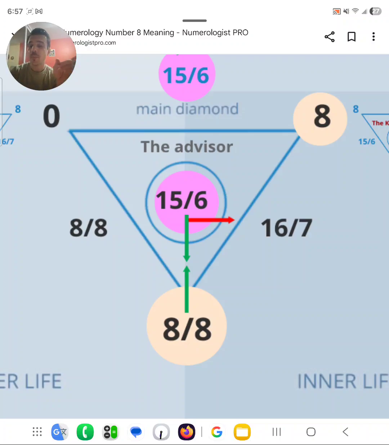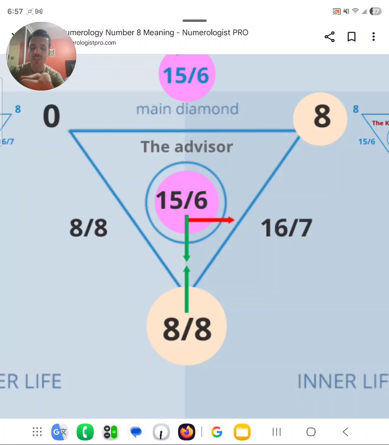How is this connected to number 8? Look at the number 8. Here we have the formal way of writing number 8, which is 08. Now, 08 creates a number diamond. It's called in Chaldean numerology a number diamond. The outer aura is the 8. The inner aura is a 16-7. The essence, which is 8 plus 7, is 15-6.